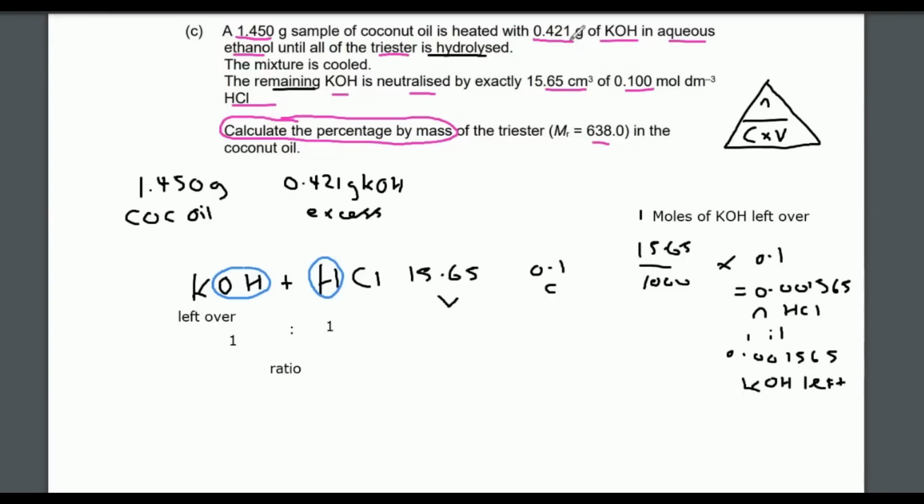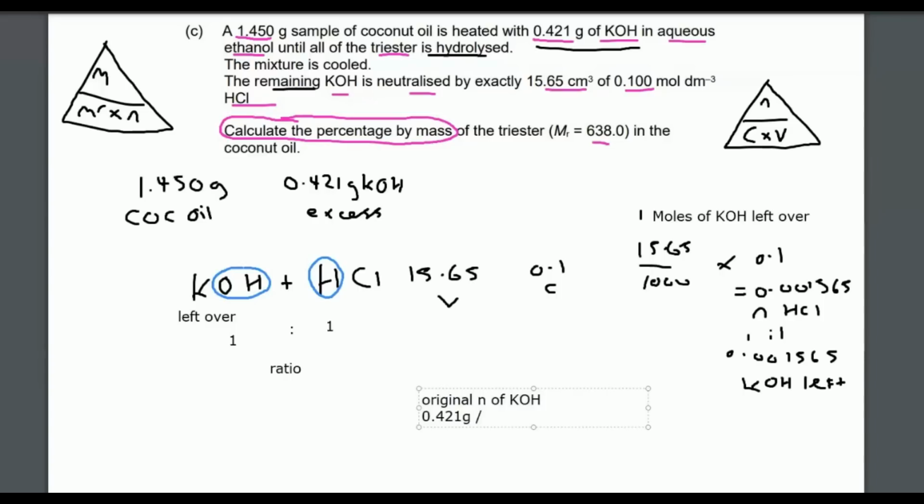So now what I want to do is find out the original moles of KOH that reacted with the triester, and minus the ones left over, to find out how many moles of KOH actually were used up in the reaction with the triester. So the original moles of KOH at the start was 0.421 divided by 56. That's because the relative atomic mass of potassium is 39, oxygen 16, and hydrogen's 1. So it has an MR of 56. Remember, mass over MR equals moles. We'll find out that we started off with 0.0075 moles of KOH.